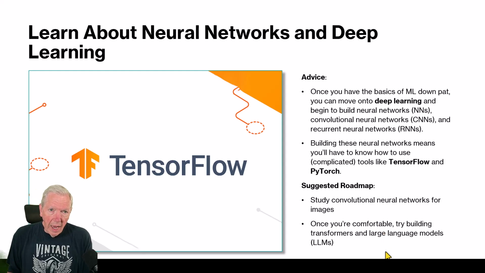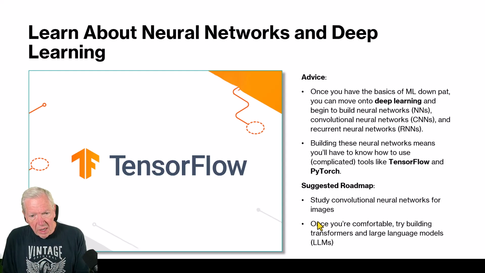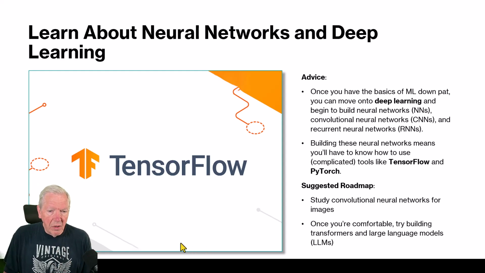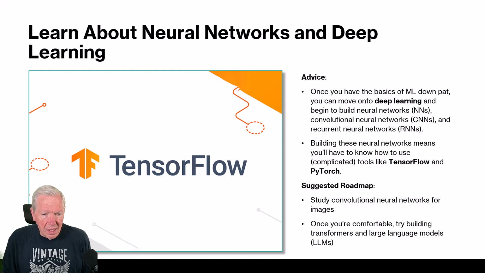Now, the way to do that is going to be, you might want to study convolutional neural networks for, say, images, because they're good at image recognition. Once you're comfortable, you can try building transformers and large language models. Now, in terms of the images, we should talk about that. I want to take a little detour here, go out to the web, and show you someplace that you might be considering looking at in terms of finding out more about how to do this stuff.